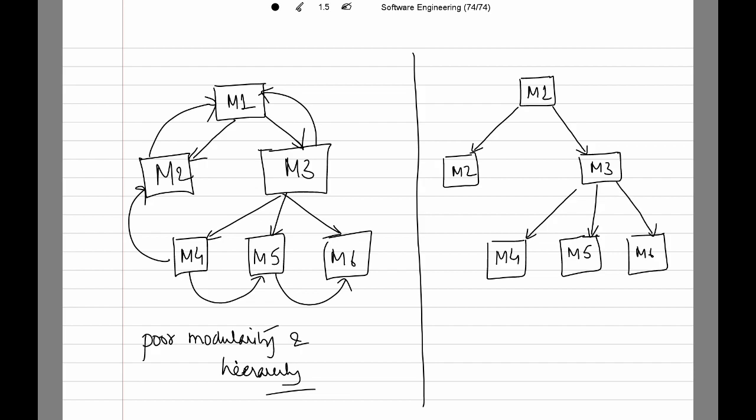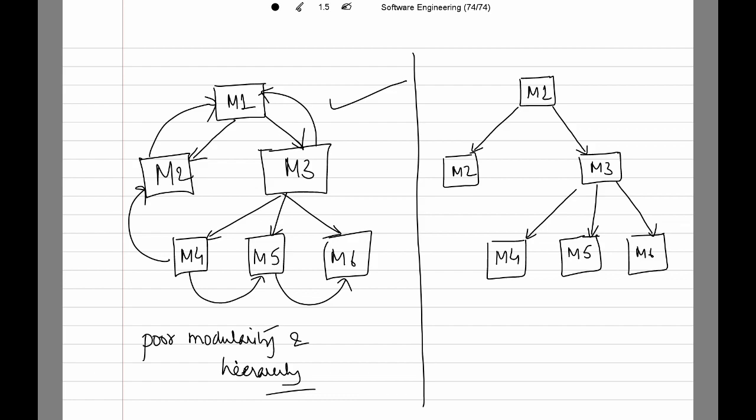So if you look at this diagram, it is too confusing because each module is invoking each one. But in this case, if you see, we have got a structure in place. Now what we have done is only the topmost module is able to invoke the lower modules. And again, this M3 is able to invoke M4, M5 and M6.